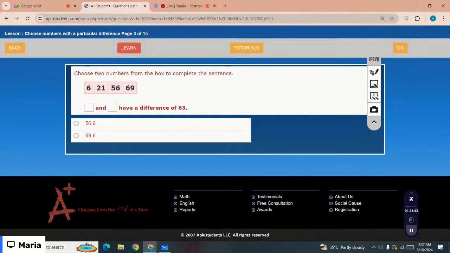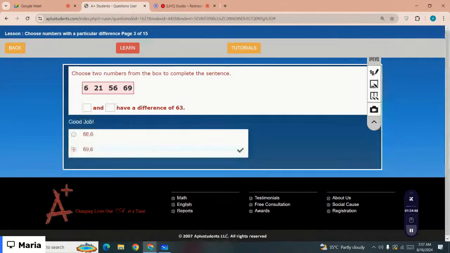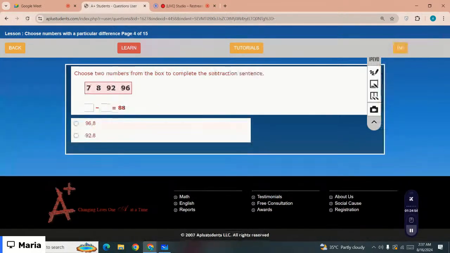The correct option is 69 take away 6 is 63. Option number 2 is the correct option. Choose two numbers from the box to complete the subtraction sentence. Dash and dash have a difference of 88. So which is the correct option?